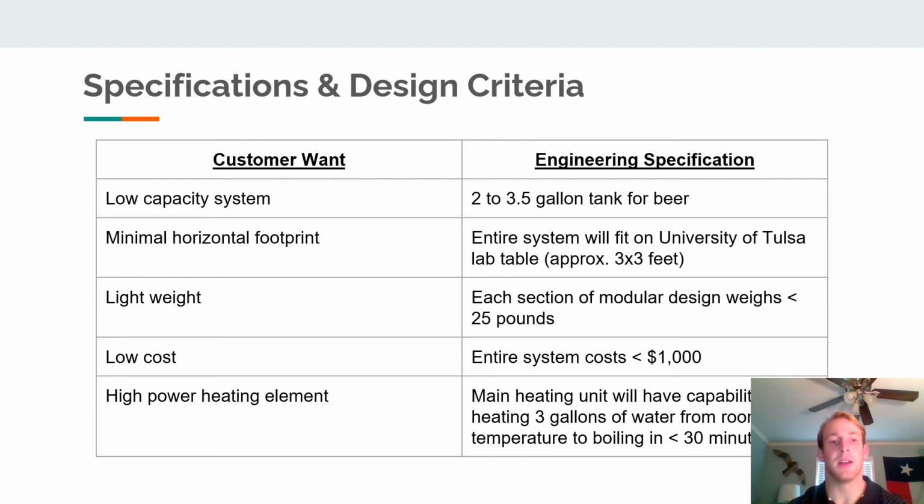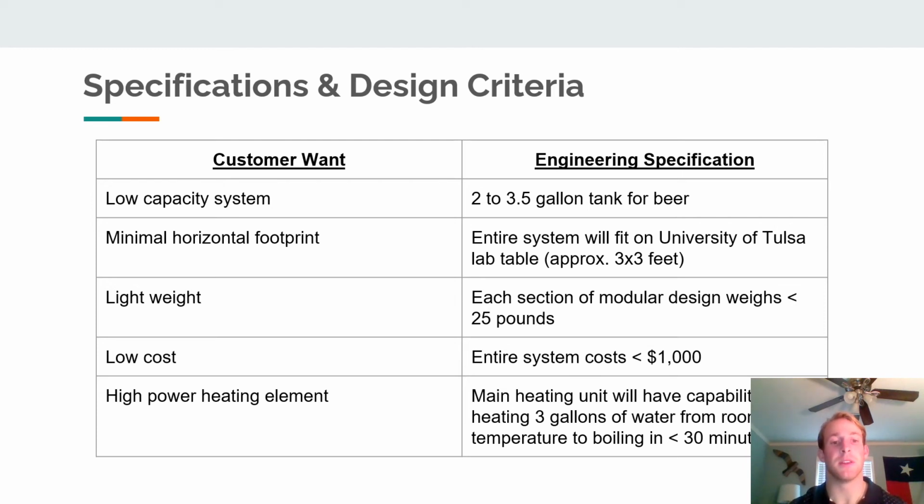Using our final design, the University of Tulsa plans to recreate more for their brewing classes, along with a commercial option for local universities that also have brewing classes. They asked that we keep the entire system cost under $1,000 so it's economically viable to recreate.